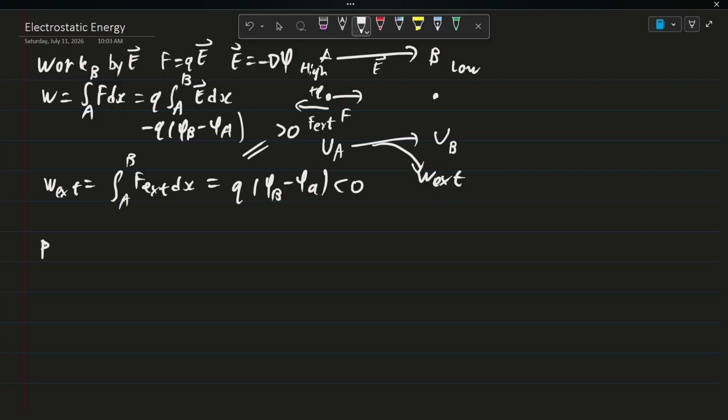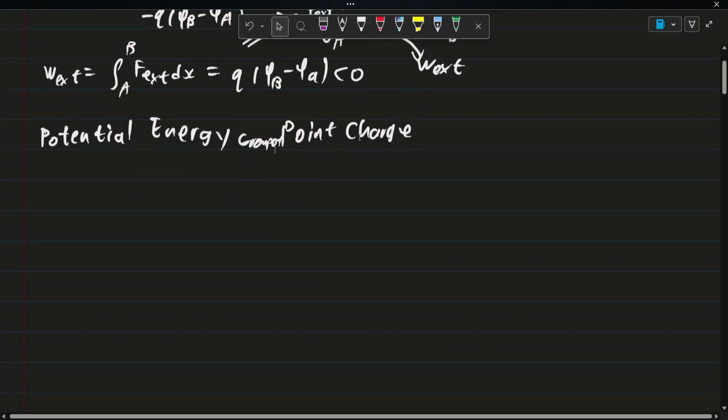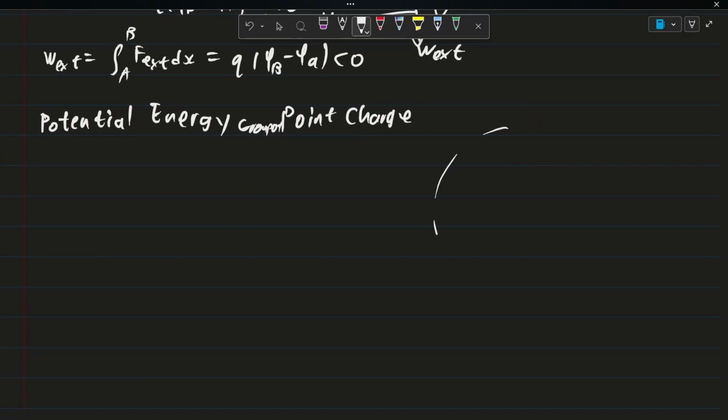Now let's consider the potential energy. Here we'll be discussing a group of point charges. So let's write this down: group of point charges. The problem is quite simple. Let's say you have a system in which you have already configured point charges to be at certain locations. The question is, how would you define the potential energy? And the way that you do this is actually quite simple.